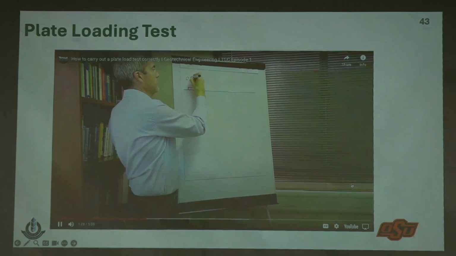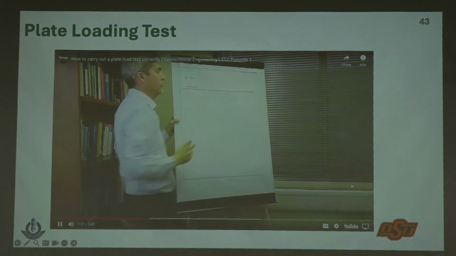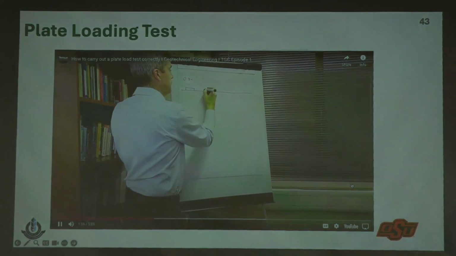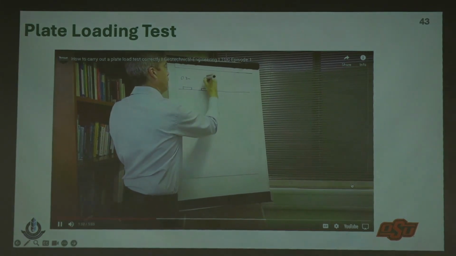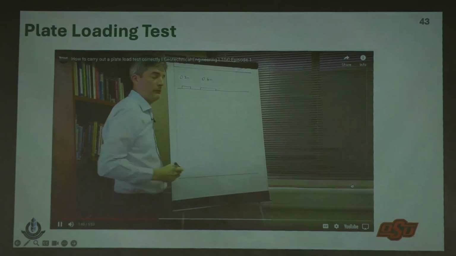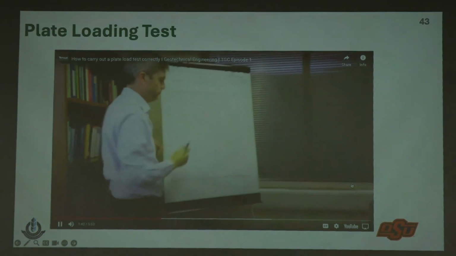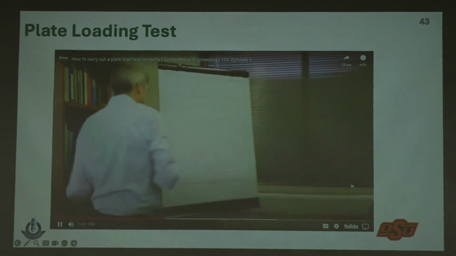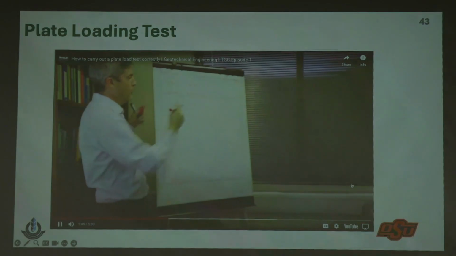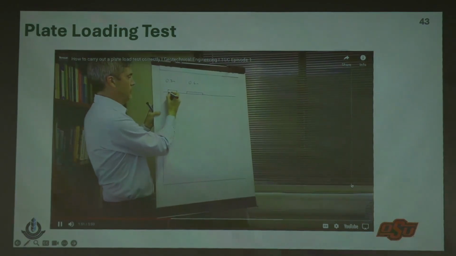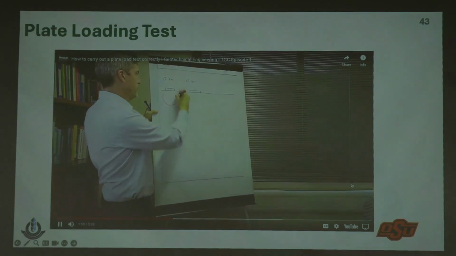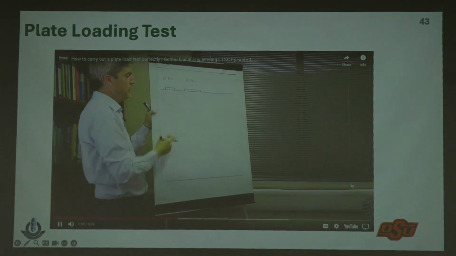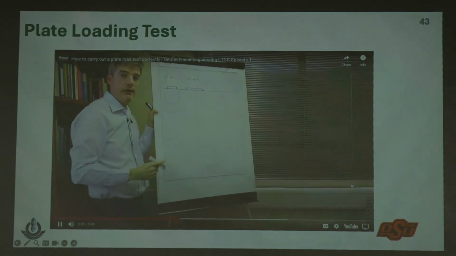So the plates start off at about 0.3 meters or 1 foot diameter, but you can get bigger plates. Another common one is 0.6 meter diameter or 2 foot. Now, what difference does the size of the plate make? Well, the depth of influence, or the bulb of pressure, is directly related to the diameter of the plate. So the depth here is up to about 2 times the plate diameter.